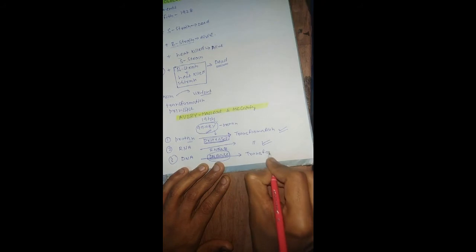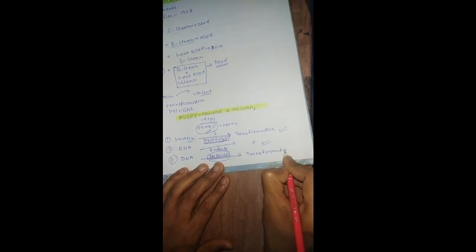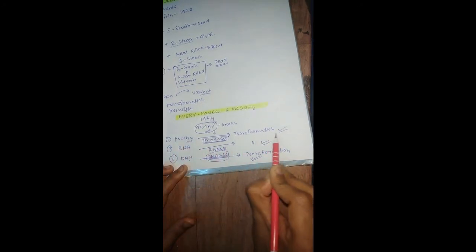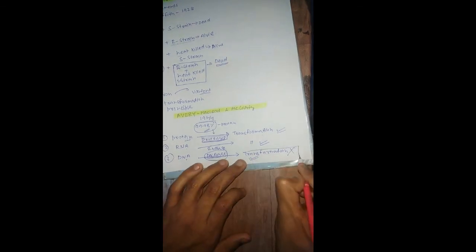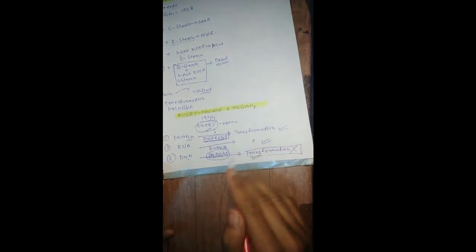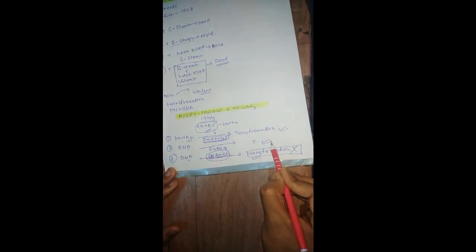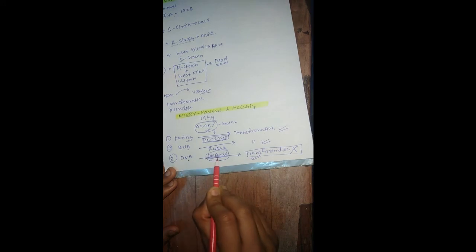So when they performed this third step, what they found was transformation was stopped. There was no sign of transformation. So this clearly proved that only DNA is a genetic material, not protein, not RNA. Because in the absence of protein also, there is transformation taking place. In this case, transformation is not taking place. In both these cases, transformation is taking place. And in the absence of RNA also, transformation is taking place. But in the absence of DNA, no transformation is taking place at all.